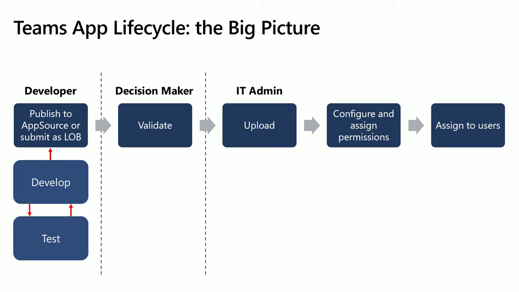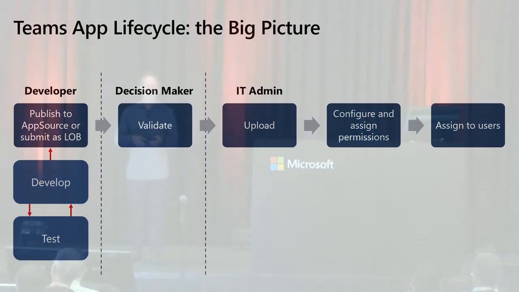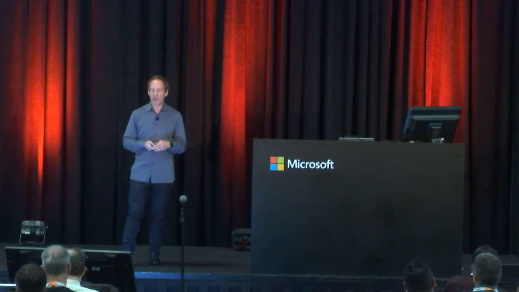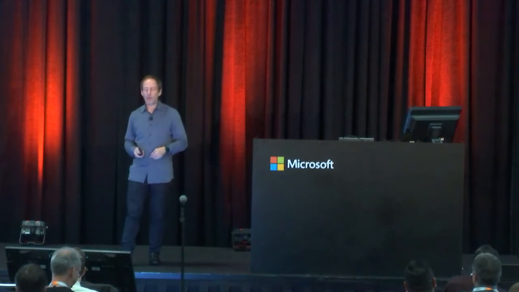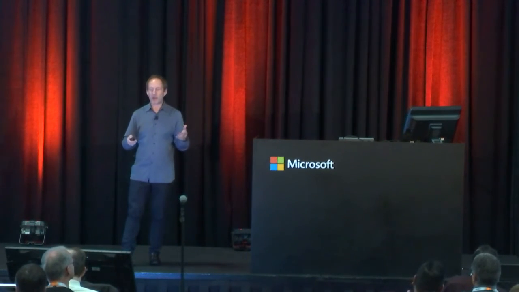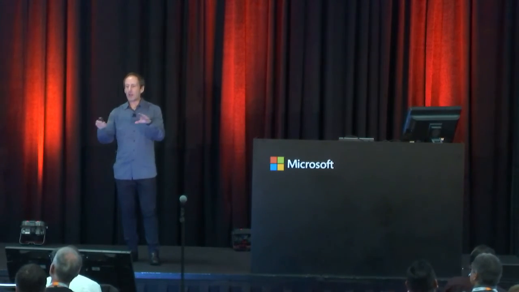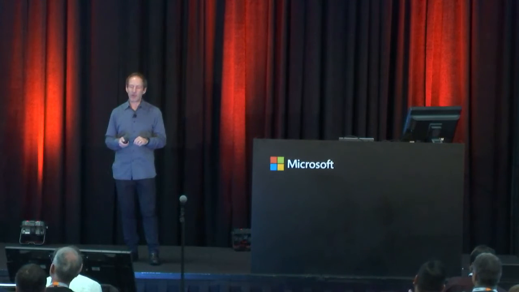But then after that, in large companies, it goes to a decision maker to validate that the app is actually okay to use inside your organization. And then once it's been approved, somebody has to upload it, configure it, assign permissions and assign it to users so that they don't have to figure out how to use it. So this is the big picture that we've been looking at, and we're investing pretty heavily in all aspects of this to make the experience more seamless and easier and better for users and admins. So let's look at what's new in all of these things.